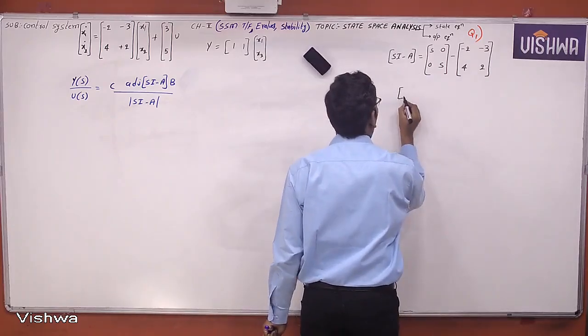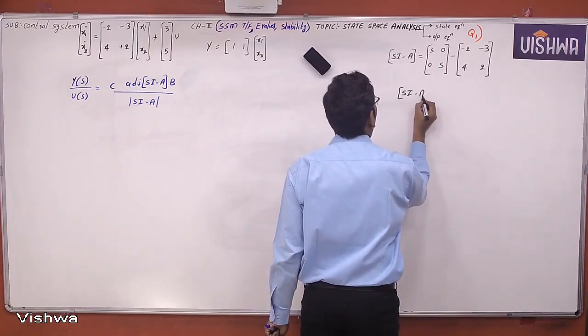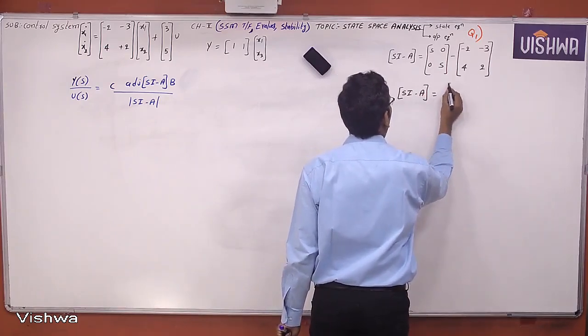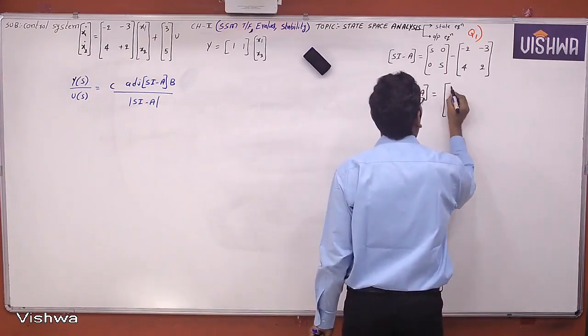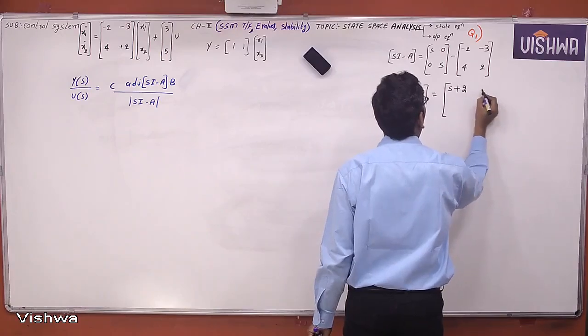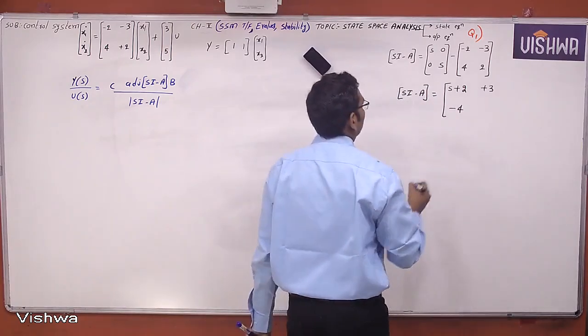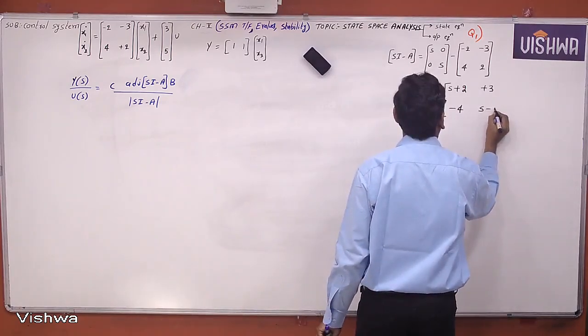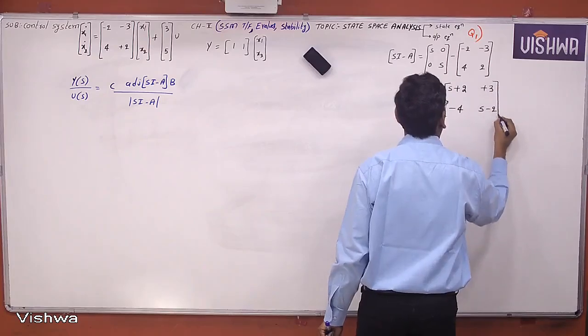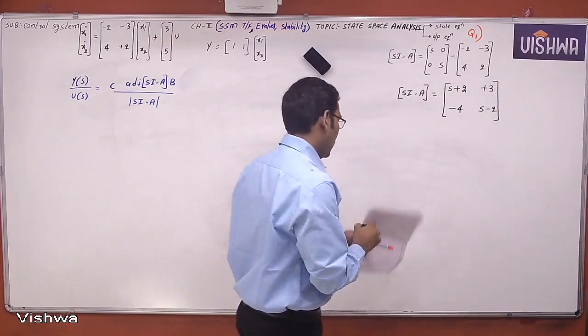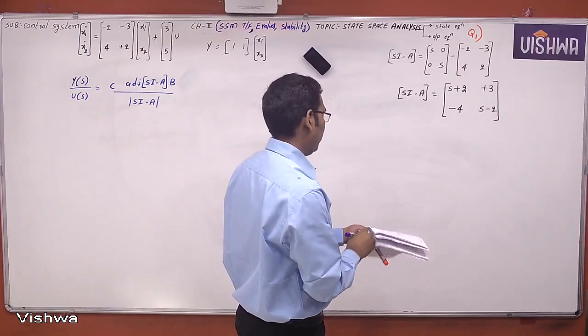So the sI minus A matrix is: S plus 2, 3, minus 4, S minus 2. This is the sI minus A matrix. And what is the determinant of that?